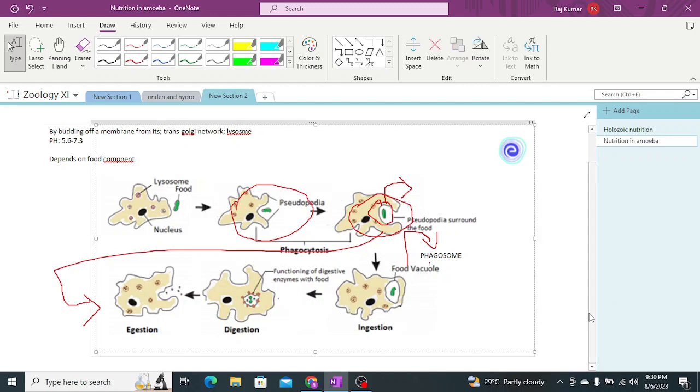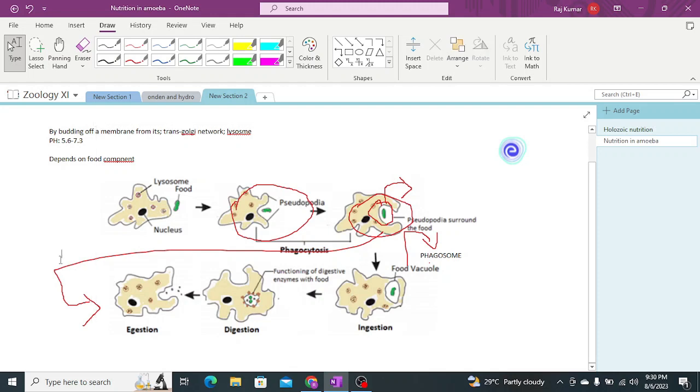After which we have our next step, which is assimilation. Assimilation involves the usage of those food particles. For instance, in mitochondria, the glucose will be used for cellular respiration to produce energy, ATP.